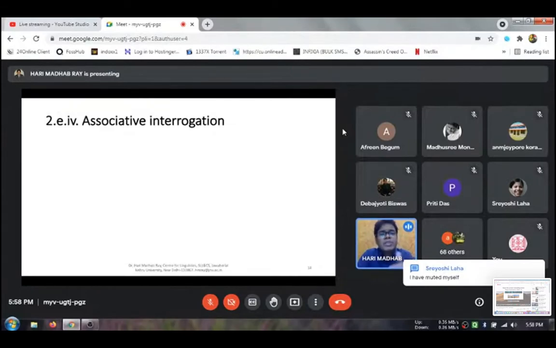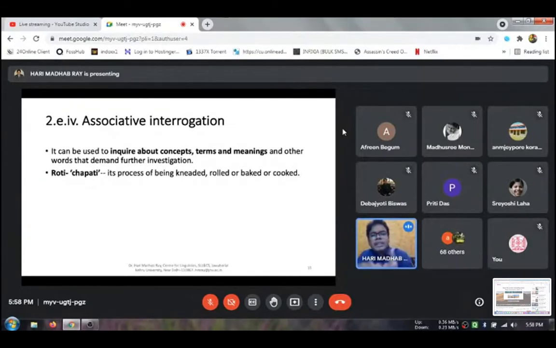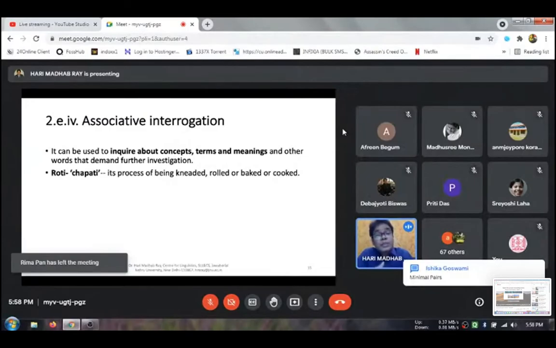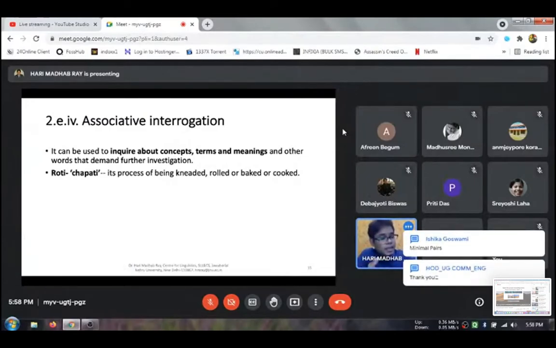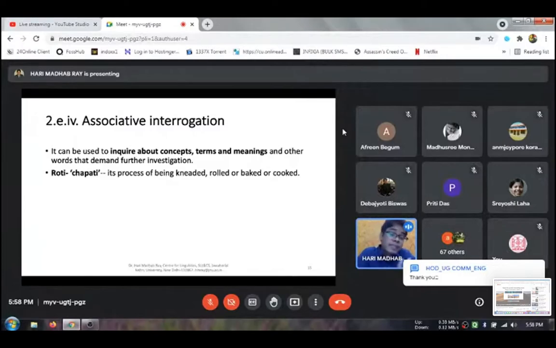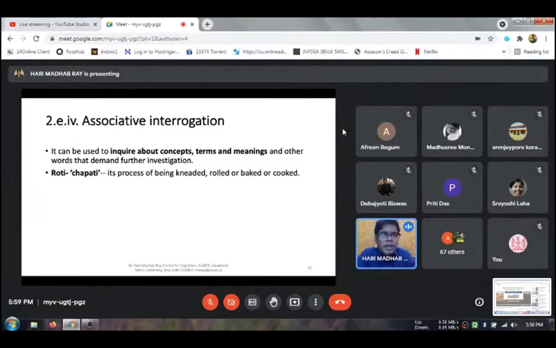You see, and associative interrogation. Another is associative interrogation. It's really interesting, and we do use this. It can be used to inquire about concepts, terms, and meanings, and other words that demand further investigation. Let's say roti: in Hindi it is called chapati, in Bangla it is ruti, and let's say you got the word ruti, and from there itself you can get much other information. What is the process needed, rolled or baked or cooked? From there itself you can get many other words or related concepts for that matter.